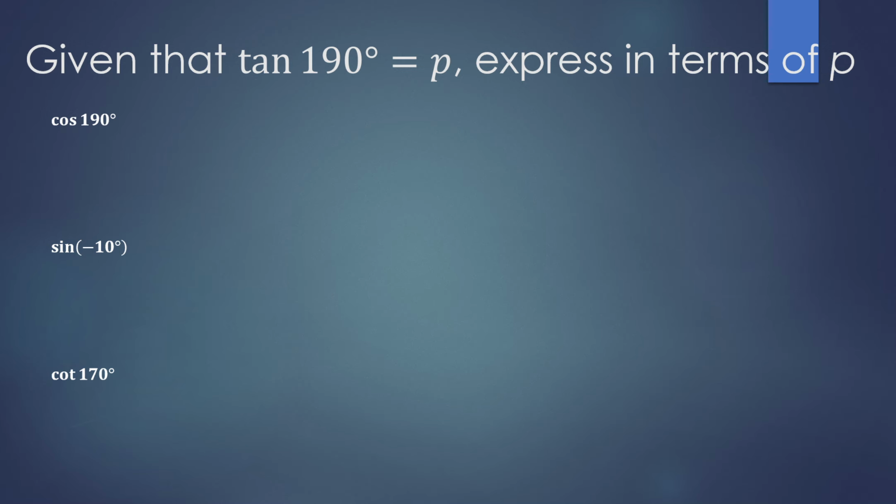Let's take a look at this additional math trigo question that many students actually struggle with. So tangent 190 is equal to p. Let's draw a diagram that represents ASTC that we commonly use in our A math trigo, which I call All Science Teacher Crazy. Now let's see, 190 is actually in quadrant 3.